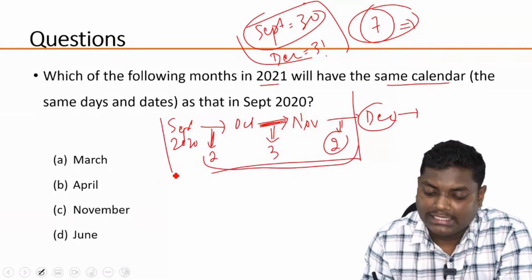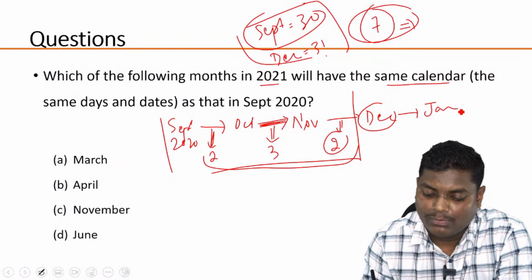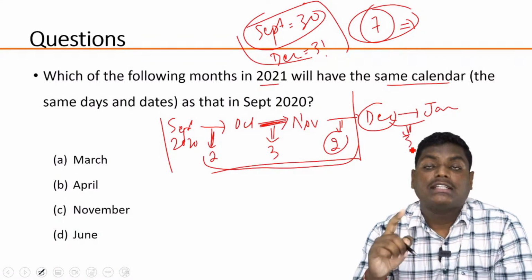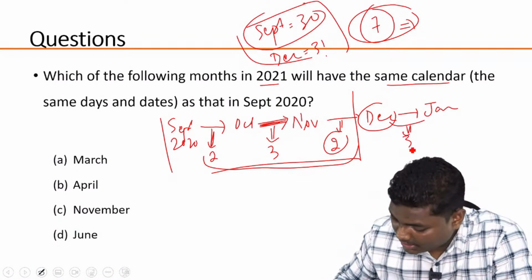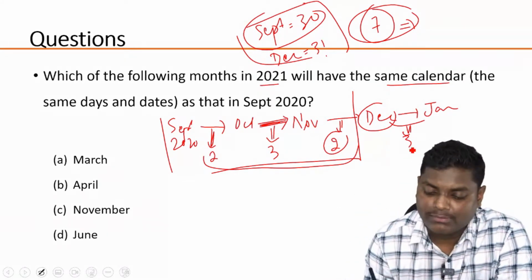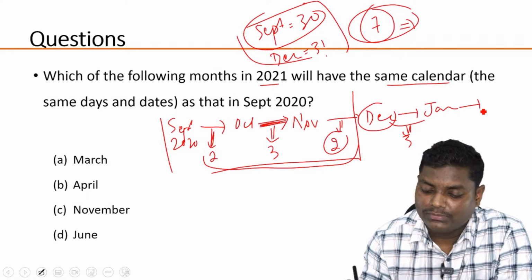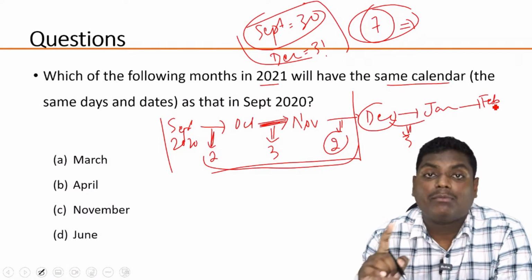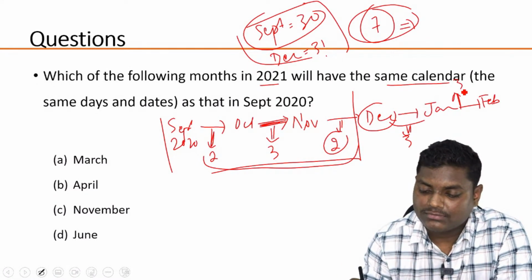From December to Jan, you'll be having again 3 days. December 1st to Jan 3rd. It's taking time because I'm explaining it, but otherwise you can do it quickly. From December to Jan, again 3 days. From Jan to February, again 3 days.